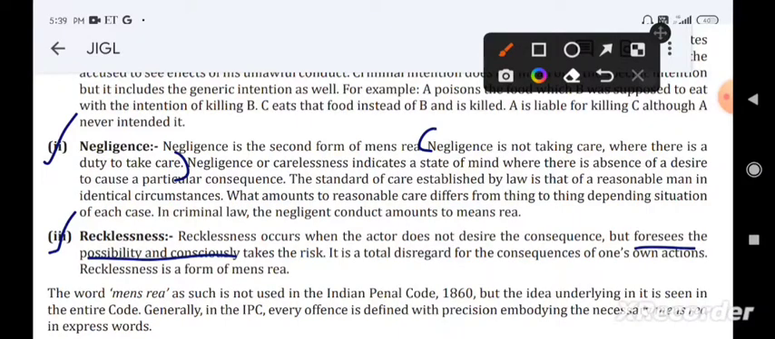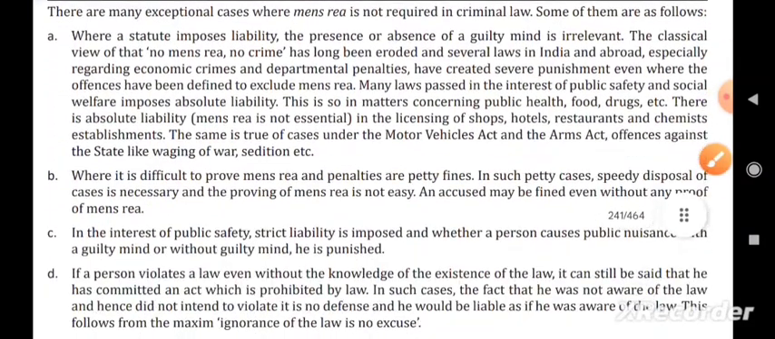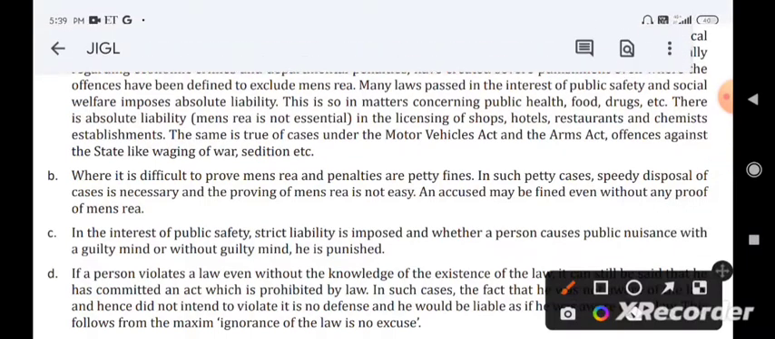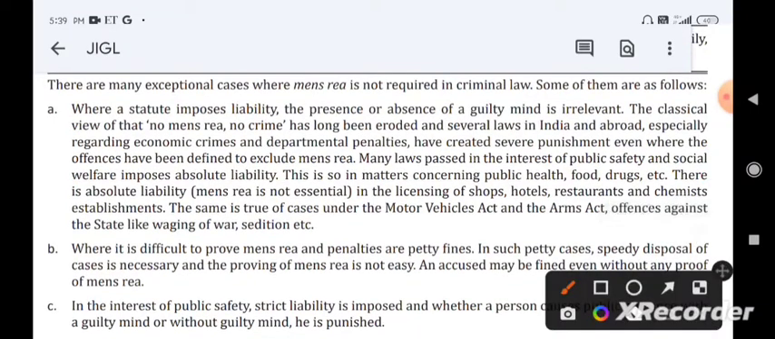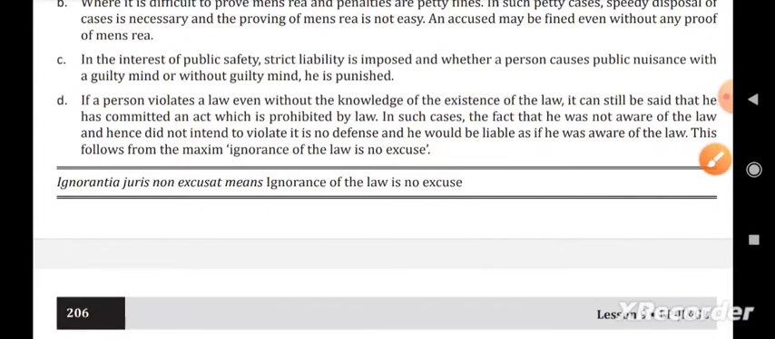So what are the exceptional cases? We have the departmental penalties, petty fines, public safety, and in the fourth point we have ignorance of law is no excuse, which is ignorantia juris non excusat. It is ignorance of law is no excuse.